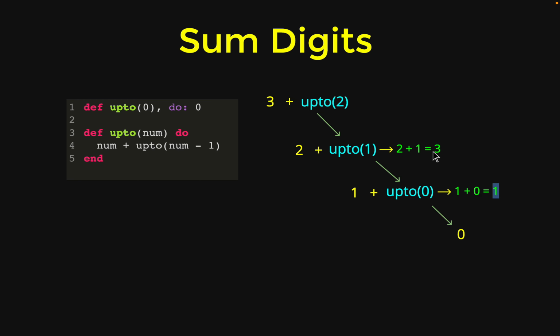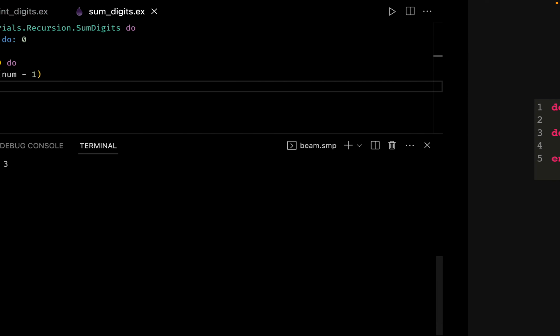Now again the control will go back to the earlier function call. So this time what's happening? The function call of up to and 2 has evaluated into a 3. So this entire expression gets evaluated to 3 plus 3. That means we get back a 6. And this is what is returned from our function, which you can see right over here.